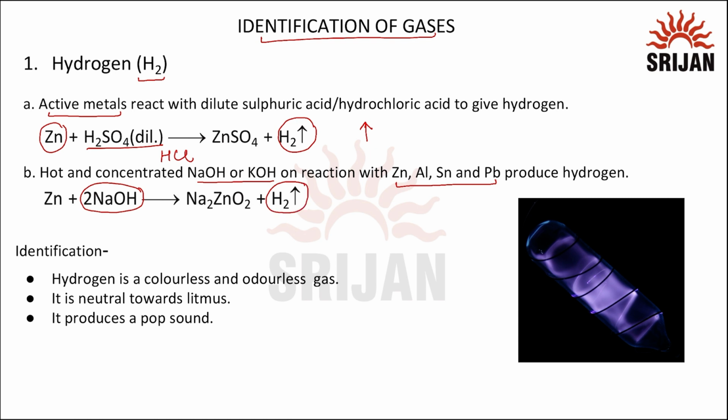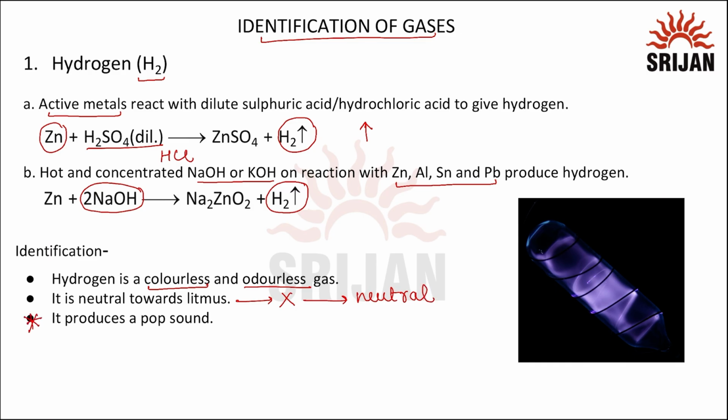The points of identification of hydrogen are: number one, hydrogen is actually a colorless and odorless gas. It does not show any color change in litmus. That means it is actually a neutral gas.